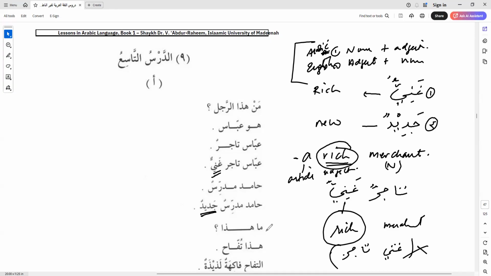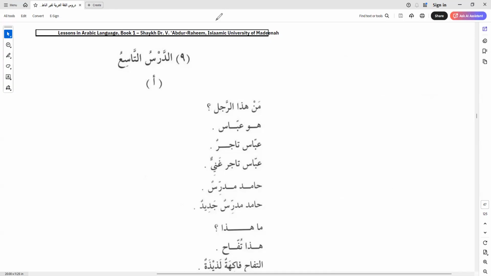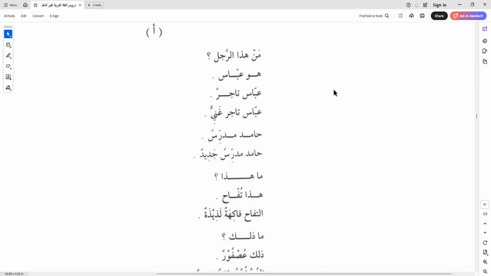ما هذا؟ What is this? Remember ma. Don't confuse ma with man. Ma, what? Man, who? ما هذا؟ What is this? هذا تفاح. This is an apple. تفاح, an apple. We've discussed it already.